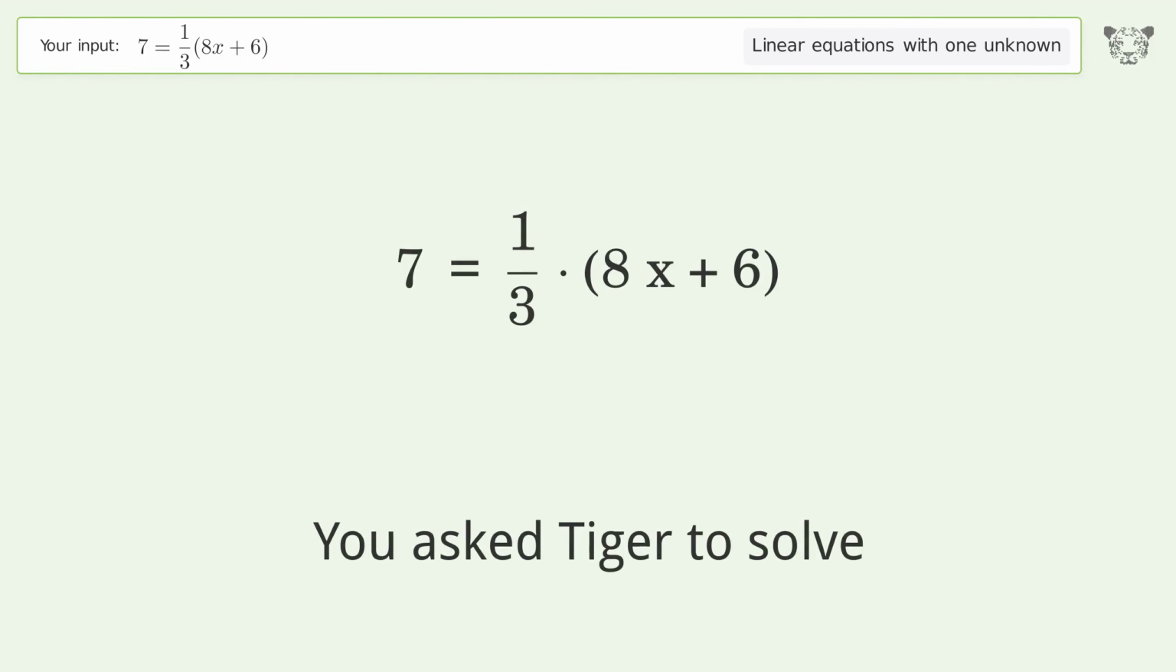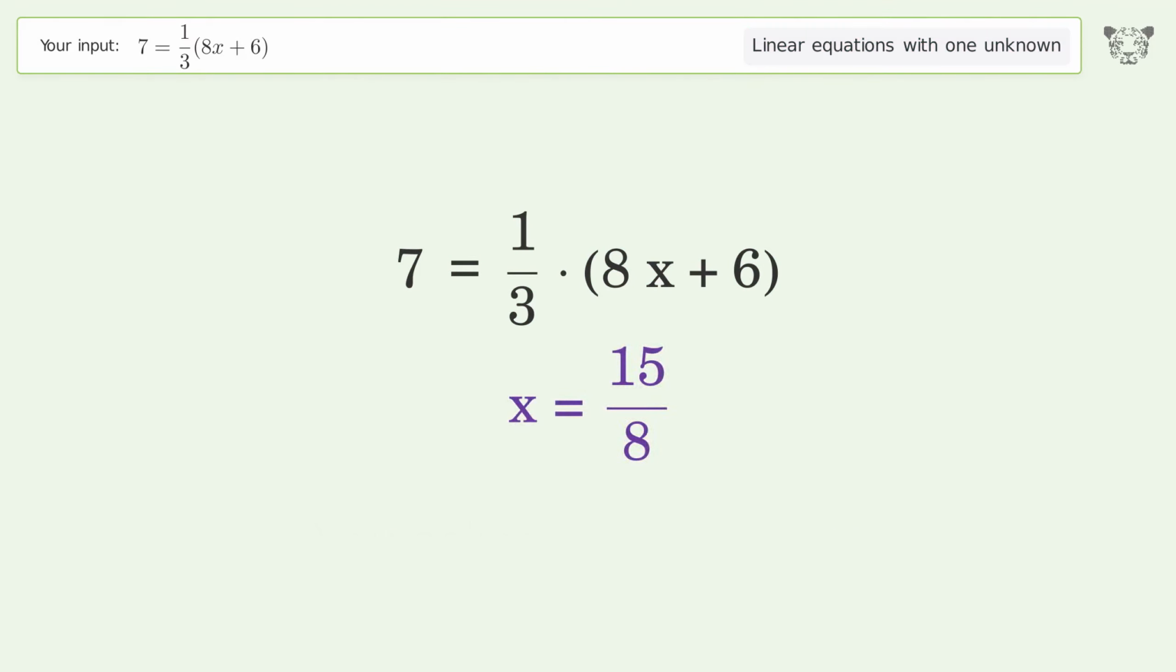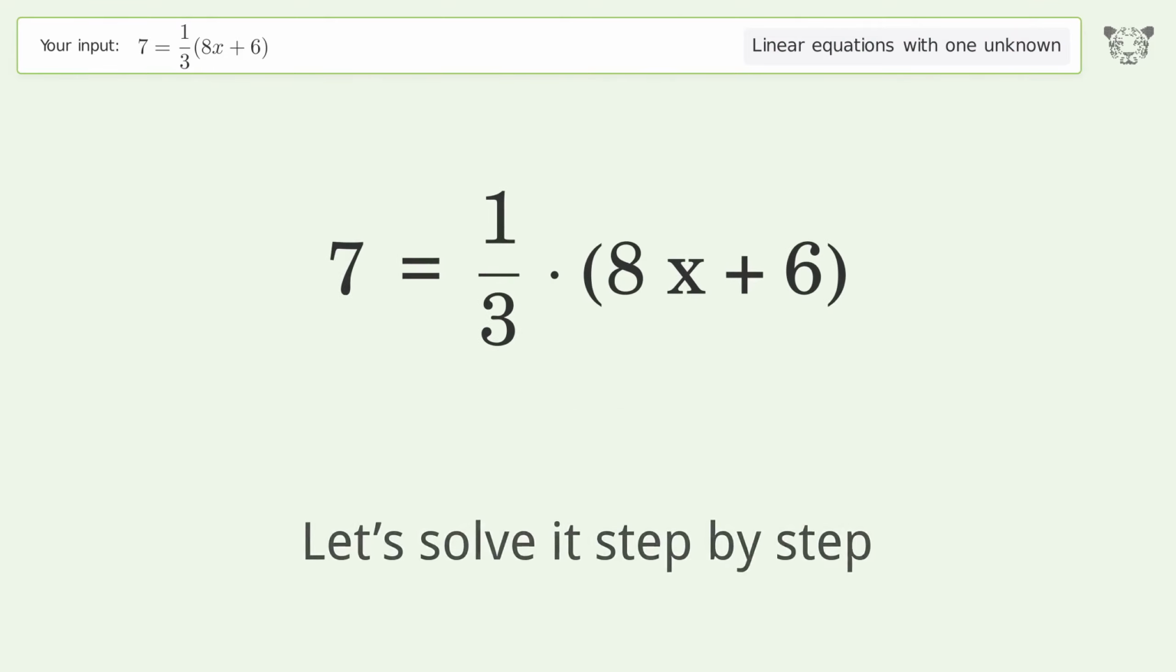You ask Tiger to solve this. This deals with linear equations with one unknown. The final result is x equals 15/8. Let's solve it step by step.